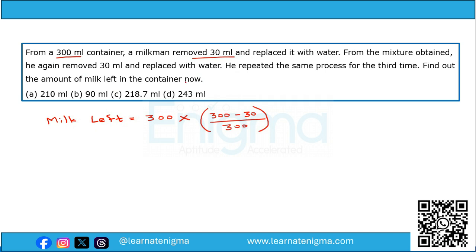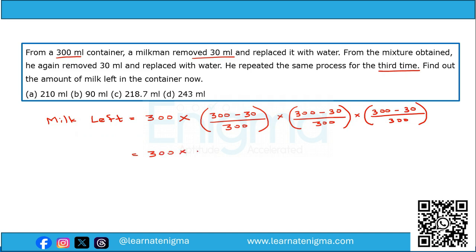Now, he's repeating the same process a total of 3 times. So, therefore, we will write it down like this: 300 minus 30 upon 300, 300 minus 30 upon 300. So we have here 300 into 300 minus 30, that is 270.